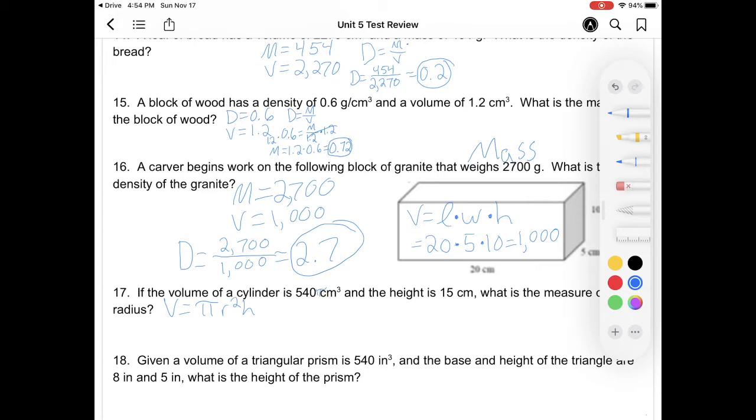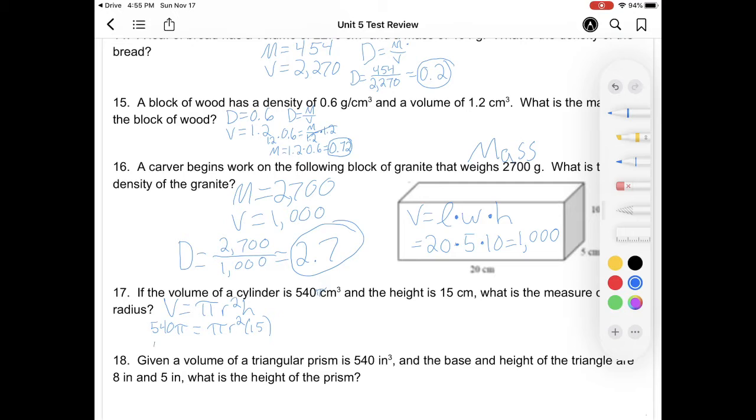So you can substitute what you have. So the whole volume is 540 pi equals pi. We don't know our radius, so we still have to have that variable r in there, but our height is given at 15.